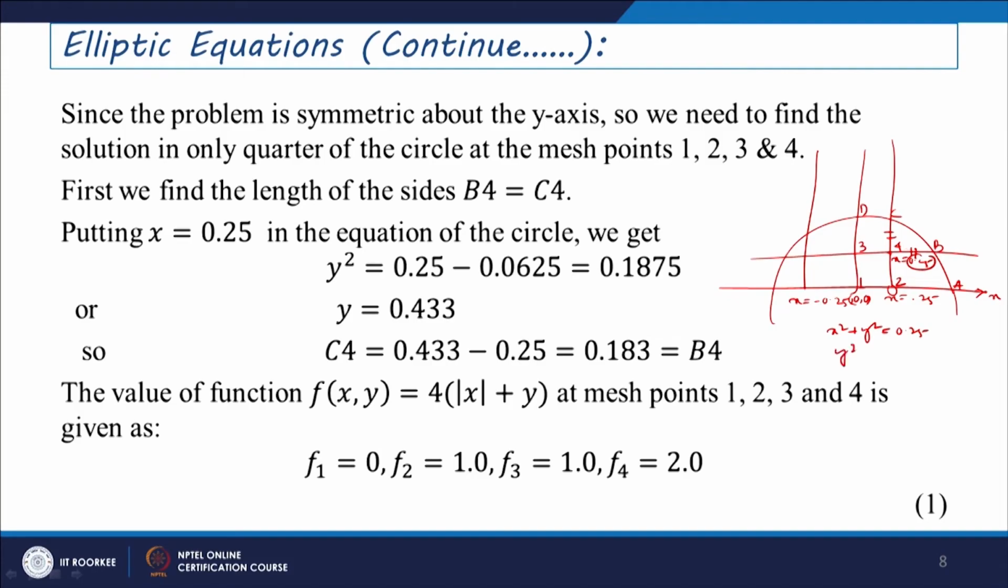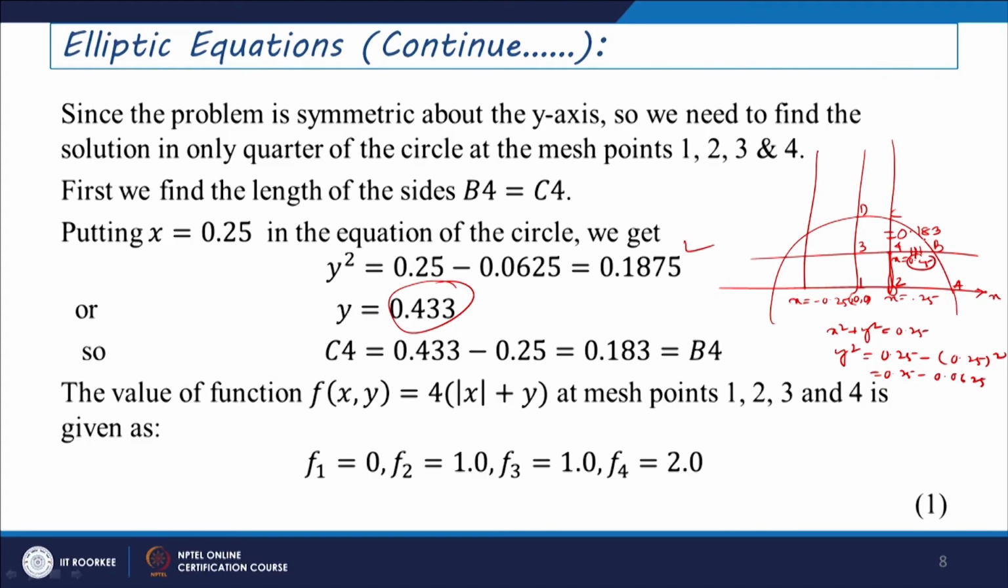So, that is why y square equals 0.25 minus 0.25 square, which is nothing but 0.25 minus 0.0625, which is 0.1875. If you take the square root of this, we find 0.433. So, if you define C4, this distance is 0.25 here. So, 0.433 minus 0.25, the remaining part is 0.183 here. So, this is nothing but B4, which also equals 0.183.